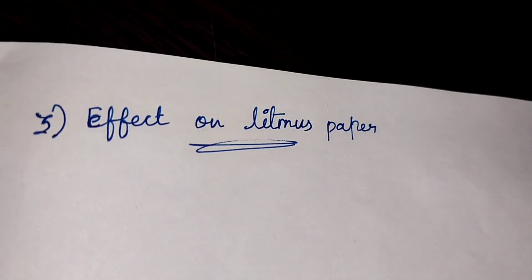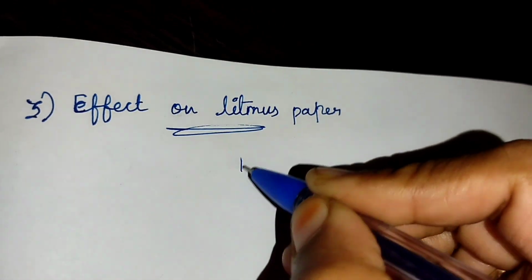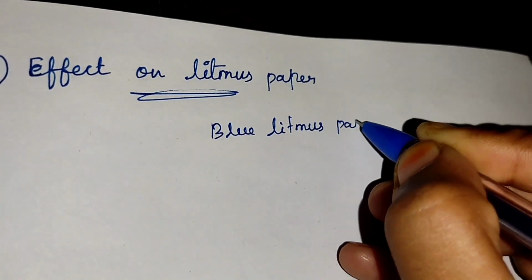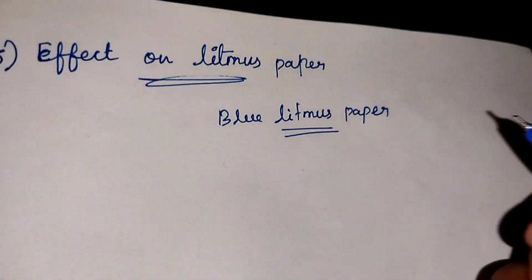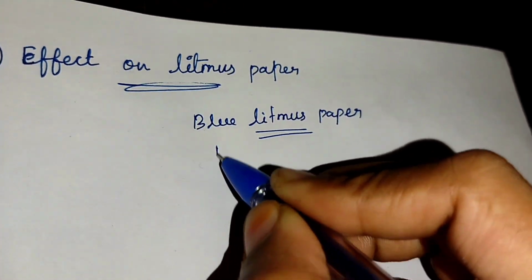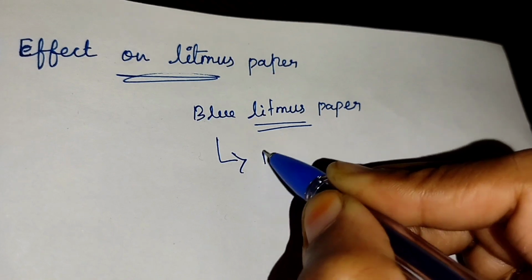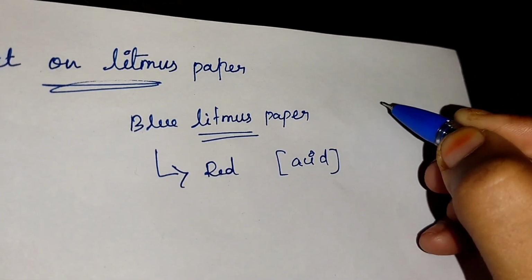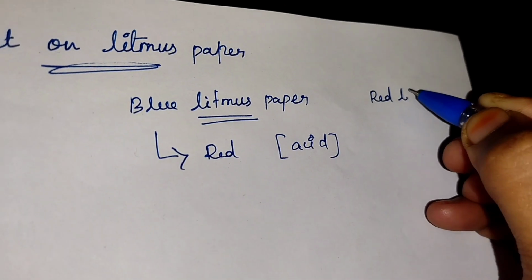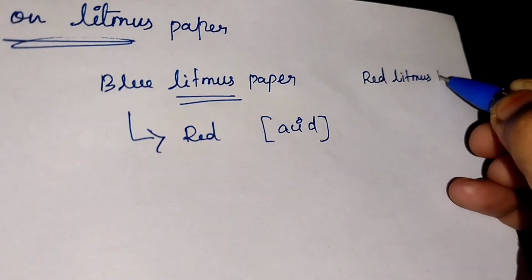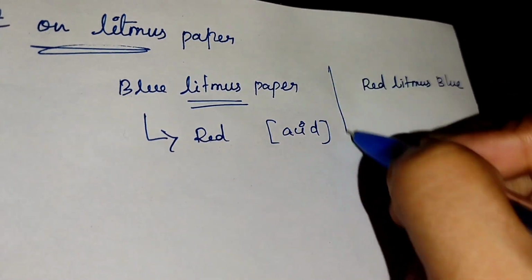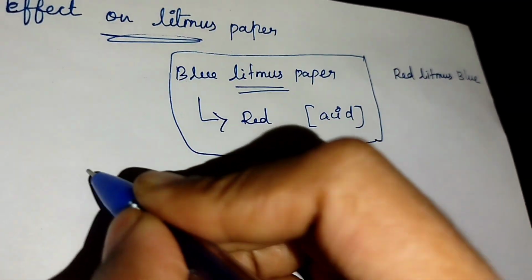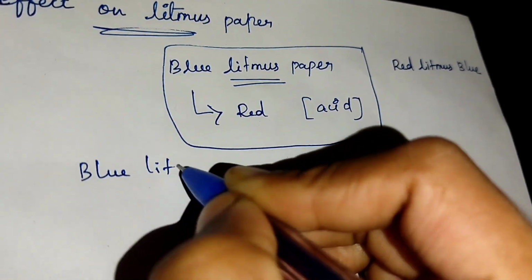The next test is the effect on litmus paper. I am taking blue litmus paper here. If the acid turns this blue litmus paper red, it means it is an acid. For a base, it will turn red litmus blue. But here we want the acid test, so I am taking blue litmus paper.